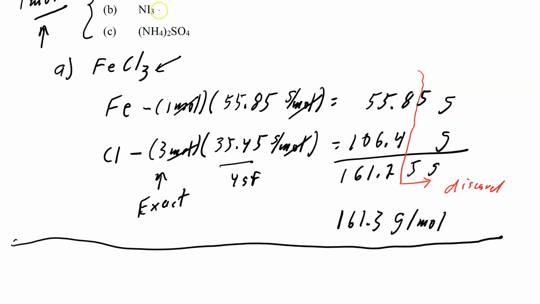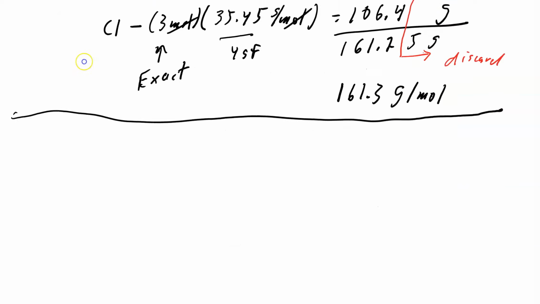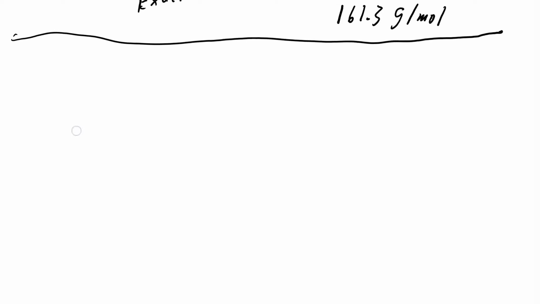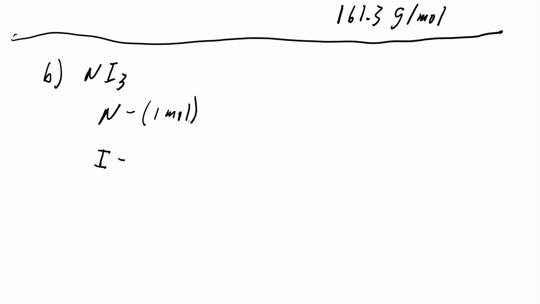Part B asks us to calculate the molar mass of nitrogen triiodide. So let's write that. NI3 is the formula. Procedure exactly the same as it was with iron chloride. Write the elements nitrogen and iodine. Again, we're going to assume we have 1 mole of nitrogen triiodide, which means we have 1 mole of nitrogen atoms in 1 mole of the molecule.